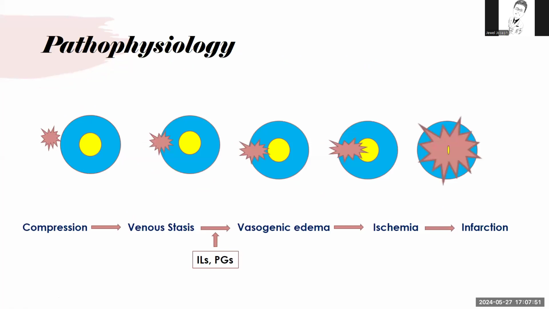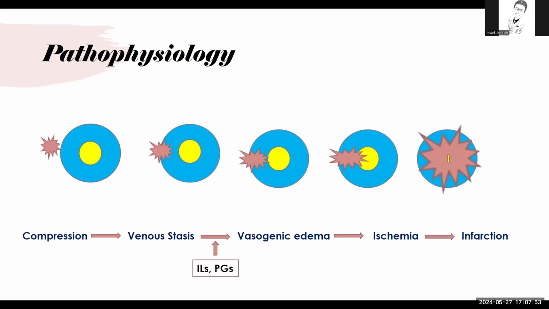So the pathophysiology of malignant spinal cord compression would be, as you can see, this blue and yellow dot in the picture would be the spinal cord and the dural space. When a tumor enters the dural canal, it would go around the spinal cord in a path of least resistance, and finally there would be compression of the spinal cord.